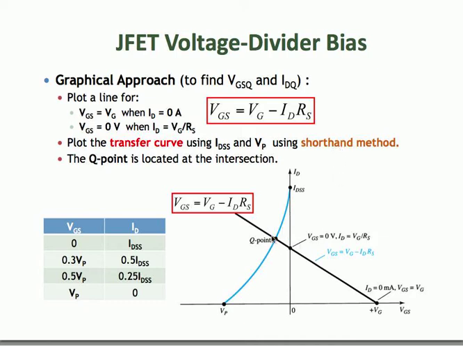And finally you find the intersection point, and that intersection point gives you the simultaneous solution of the 2 equations, and also gives you the VGS at Q point and ID at Q point. And using those values, you can solve for the other parameters that you are interested in.